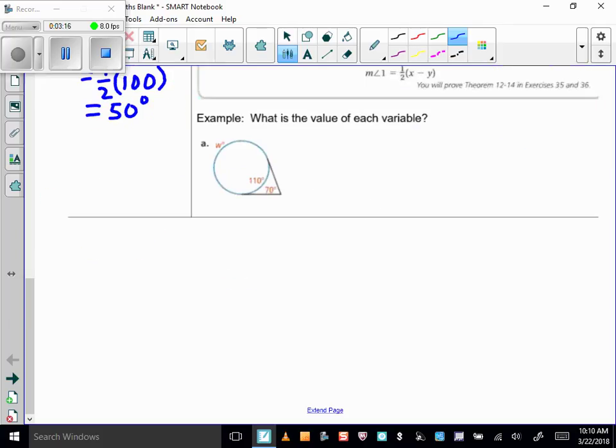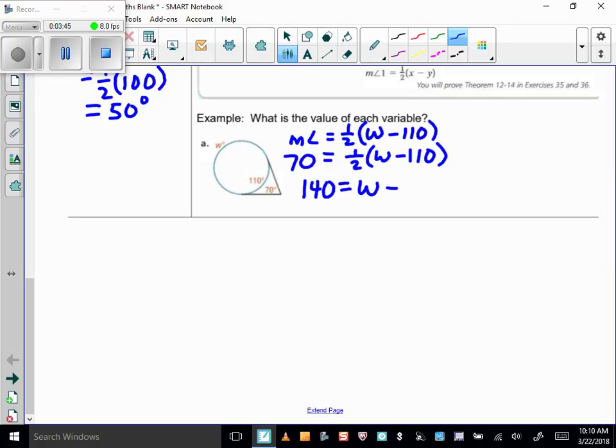Okay, here's an example for us. What is the value of each variable? Well, we're going to have to use the second theorem that we just learned, right? So I know the measure of the angle is 1/2 the difference of the measures of the arcs, and W is the larger arc. So W minus 110. But we know the measure of the angle, so let me substitute that in. 70 is 1/2 of W minus 110. So multiply both sides by 2. Solve for W, and we get W is 250 degrees. And the degrees is already there, so I don't have to add it here.